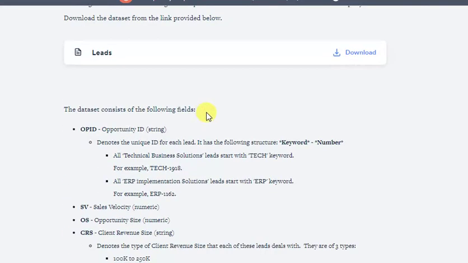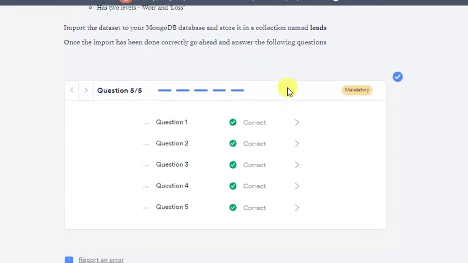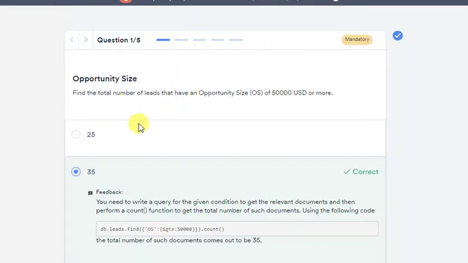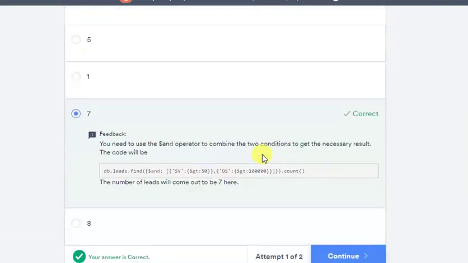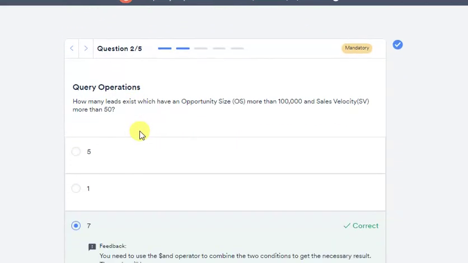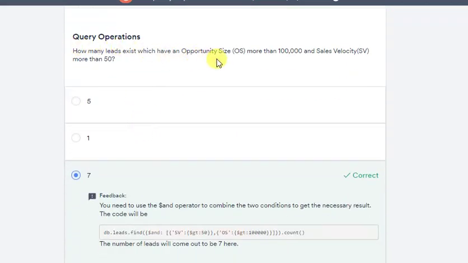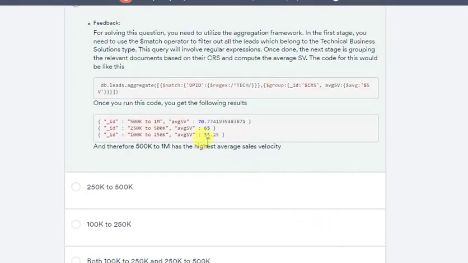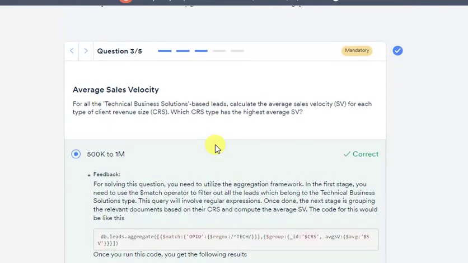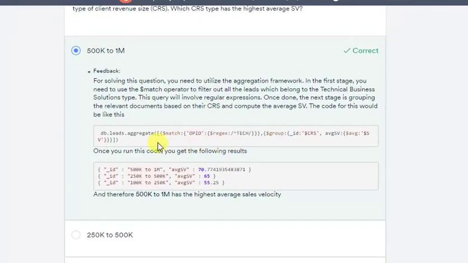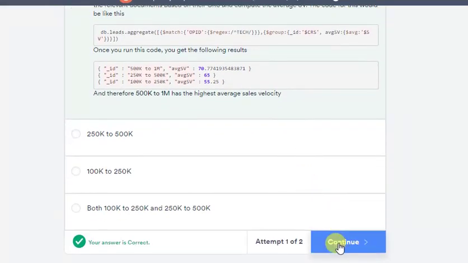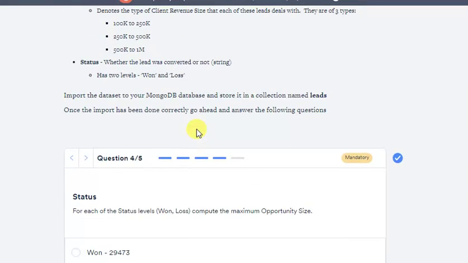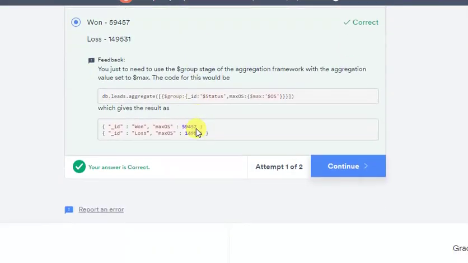This is one. This is a lead. We have to download it, and then we have to solve these graded questions based on those leads. And then the second question. This is the question: query how many existing operation. Okay, fine. So this is the code which you have to use for this purpose. And this is the third one, average sales velocity. This is the code which you have to use. This one is the code which you have to use. By using Python only we can solve this one, but we have to use SQL in order to solve it.